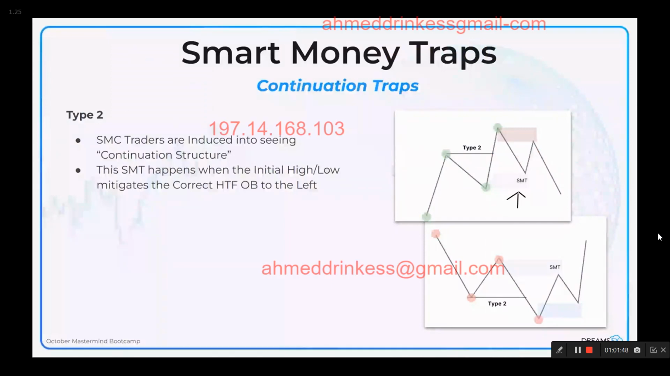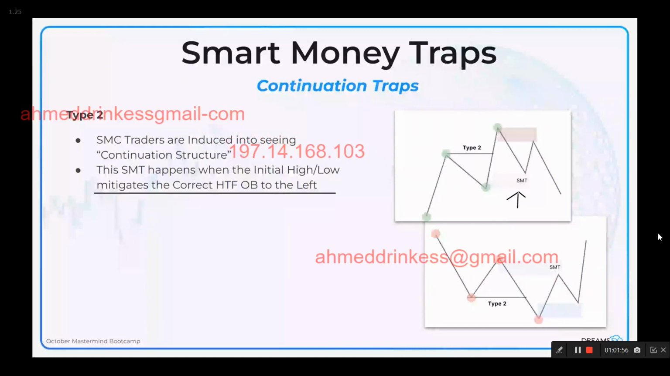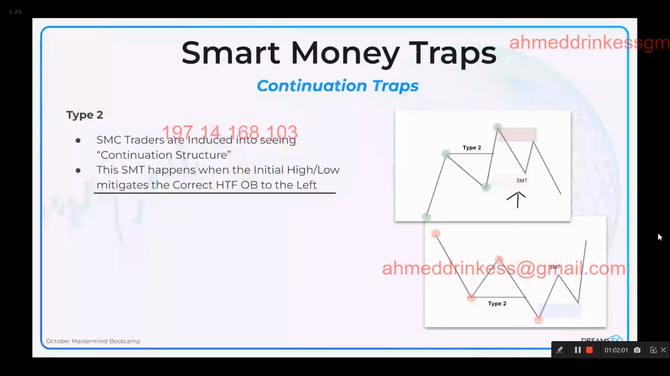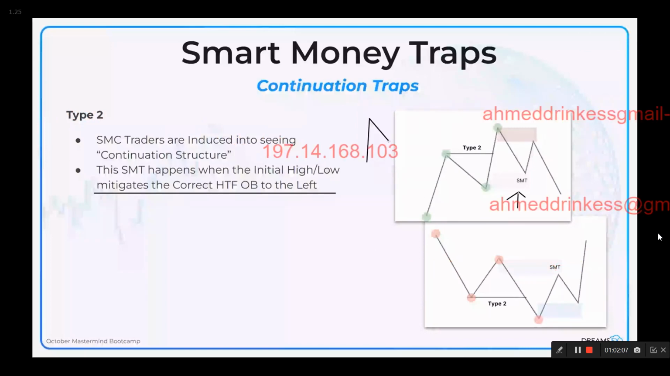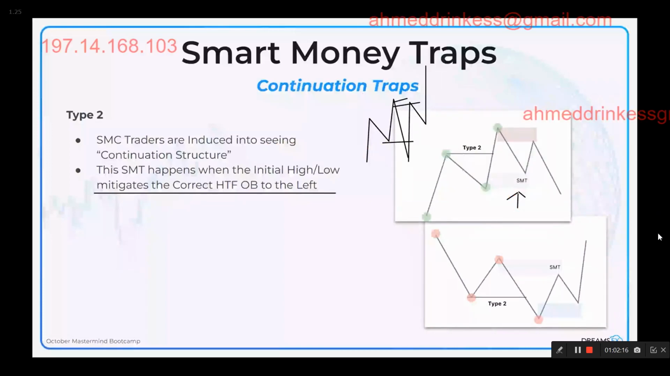This SMT happens when the initial high or low mitigates the correct higher time frame order block to the left. So compared to the first example, that was a reversal-based trap for SMC. This is a continuation from our perspective, or from their perspective. Remember the previous one, we were talking about how when structure is broken, this is the SMT to then continue structure. This is the first scenario. In this scenario, structure actually is going to be maintained.